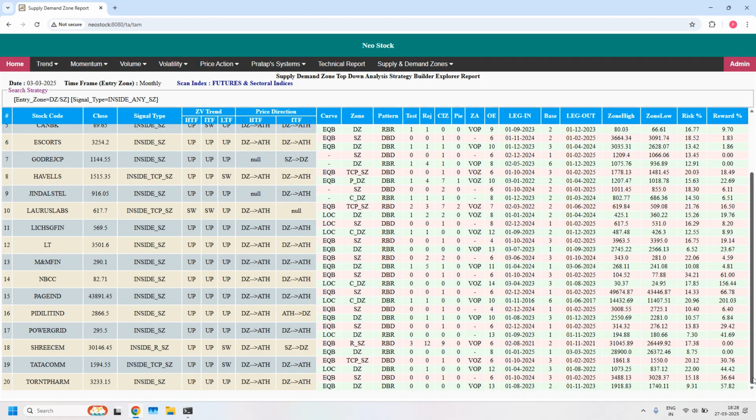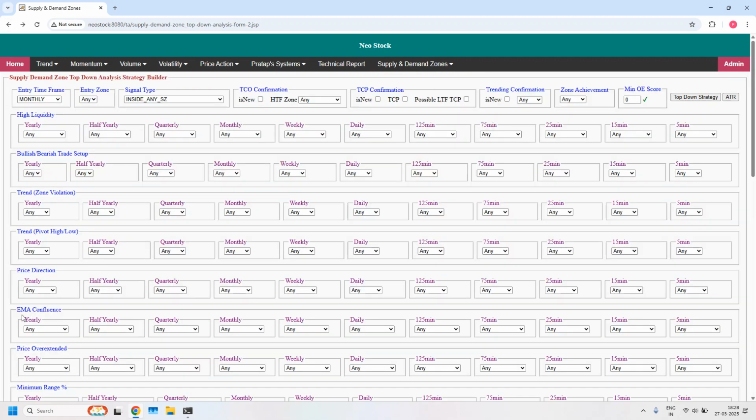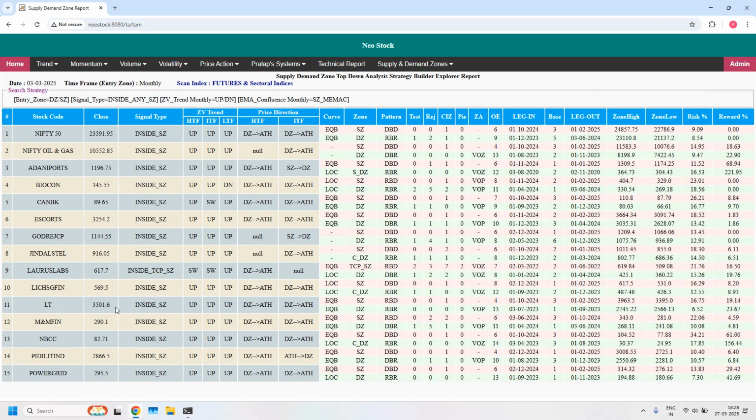Now let's verify out of these 20, how many are having EMA confluence. So in the EMA confluence monthly time frame, I am setting the filter monthly supply zone having monthly EMA confluence. At the same time, the trend on the monthly should not be sideways. It can be up or down. With these filters, now the list has come down to 15 stocks.